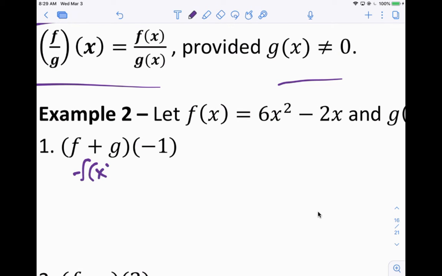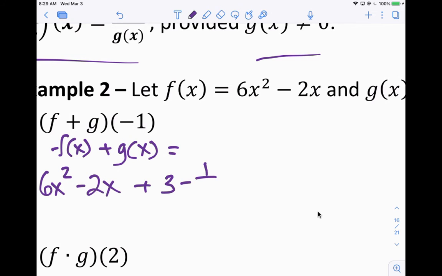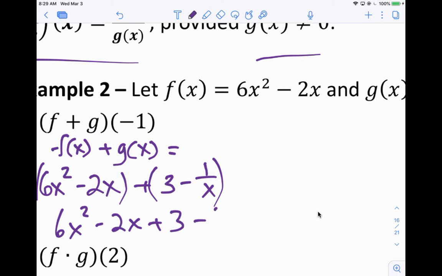F of x plus g of x, which would be 6x squared minus 2x, plus our g of x function, 3 minus 1 over x. Now notice I didn't bother putting in parentheses because parentheses are unnecessary. I could put them in, but what's going to happen? I'll just take them back out anyway. This is actually going to end up being our function. I don't know if you noticed, but there is not a single like term here to be combined. So this is our f of x plus g of x.